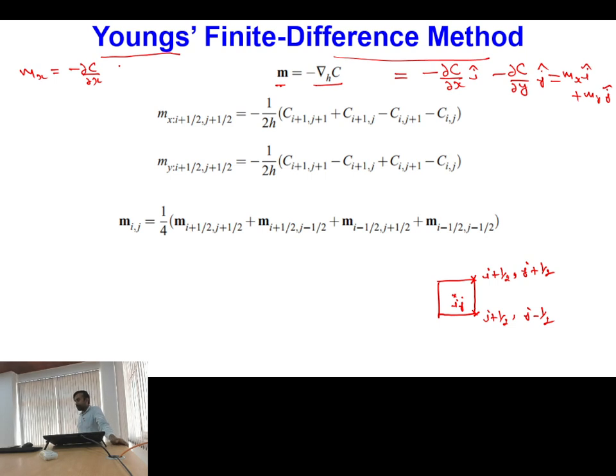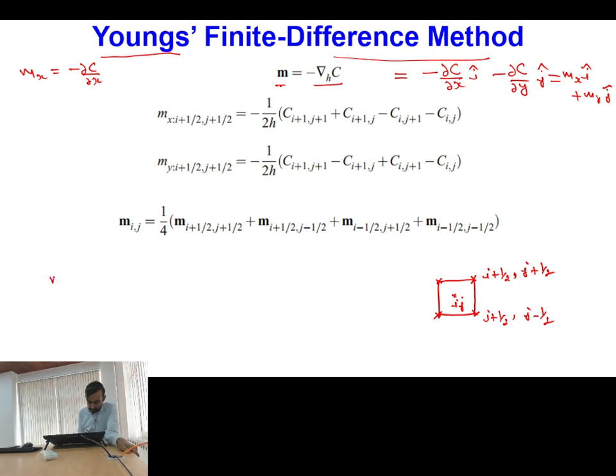So what we do here: to determine the value of m at any cell centered location ij, first we calculate the value at all the corners of that cell using Young's finite difference method, and then we take the average of all these values to determine the value of m at the cell center. That is what you can see here.